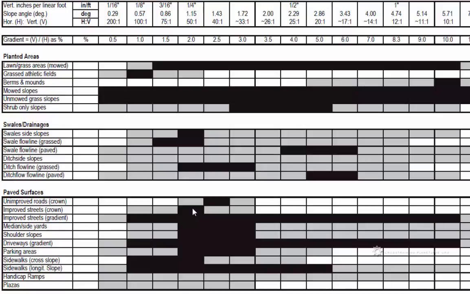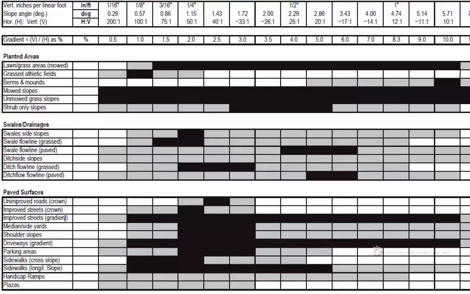So for a flat street, it's about 2% slope. So this is cross slope. So from the center of the crown, kind of draining off to the side, the curb, sorry, you need to maintain a 2% slope there.